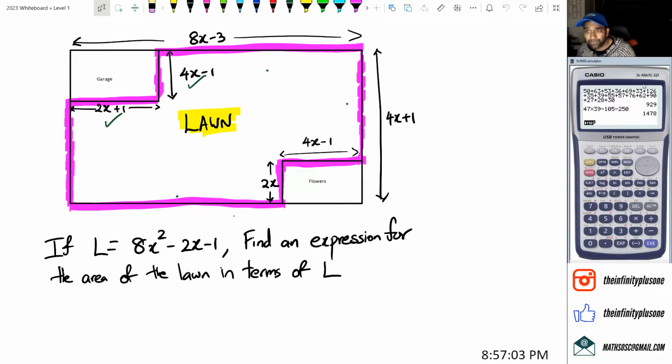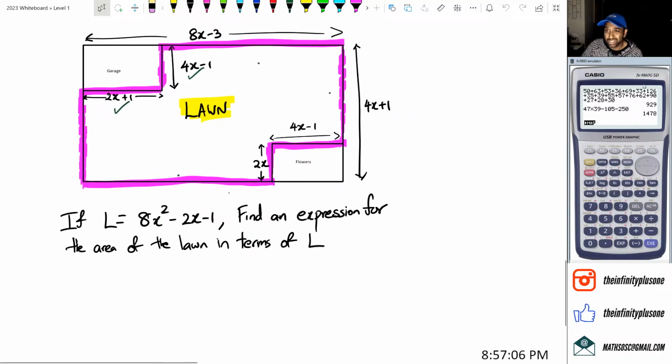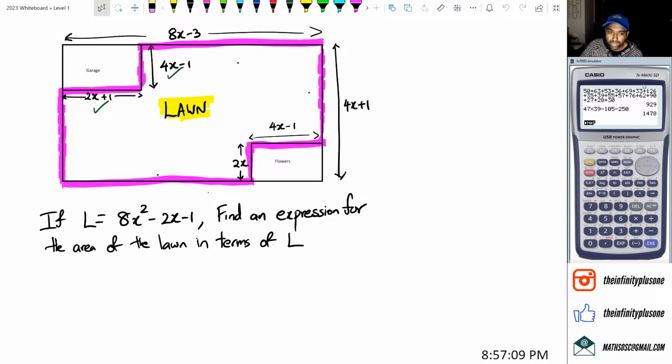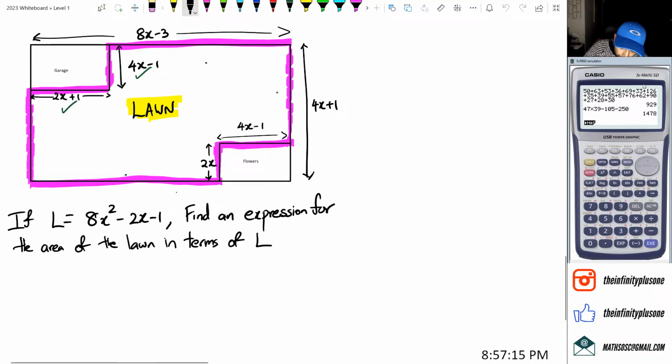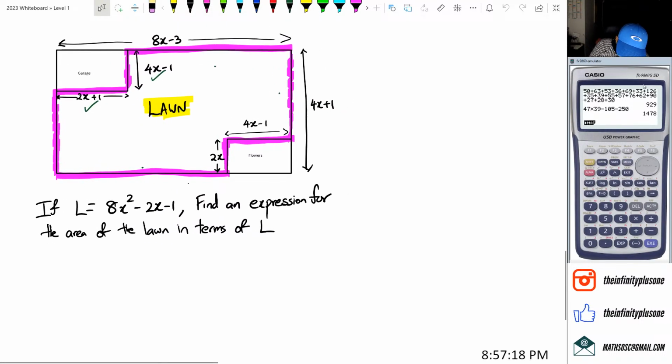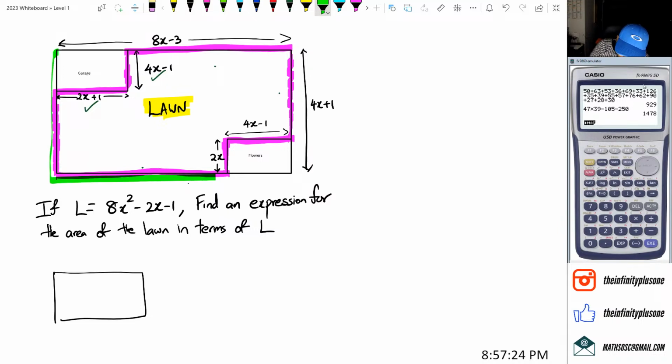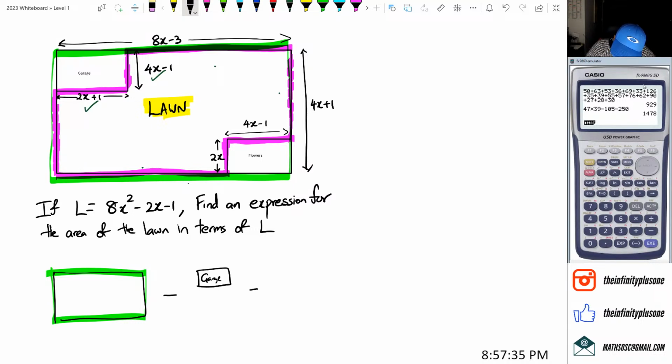Okay, so what we are trying to do is get an expression for the area. We're not really trying to solve it. We are just trying to find a formula for it. So if you want to find the area of the lawn, what we'll have to do is take the big rectangle, which I'm going to highlight in green. So that's the big rectangle. We're going to minus the garage, minus the flowers, and that should equal the lawn.